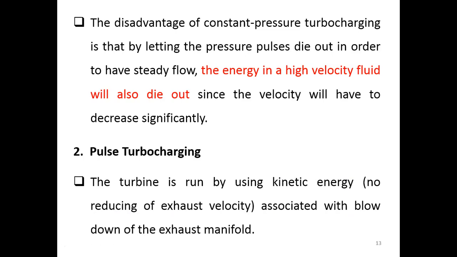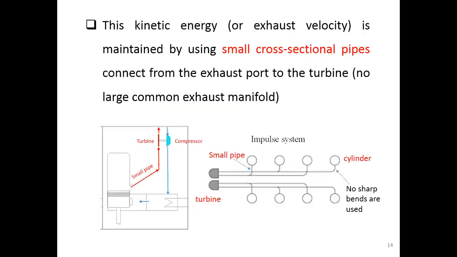So it is the kinetic energy of the exhaust from the exhaust manifold here. Okay. So to maintain this kinetic energy, because we don't want to lose this kinetic energy or the exhaust energy, we have to use a small cross-sectional pipe, not like the first one where we use a large manifold.